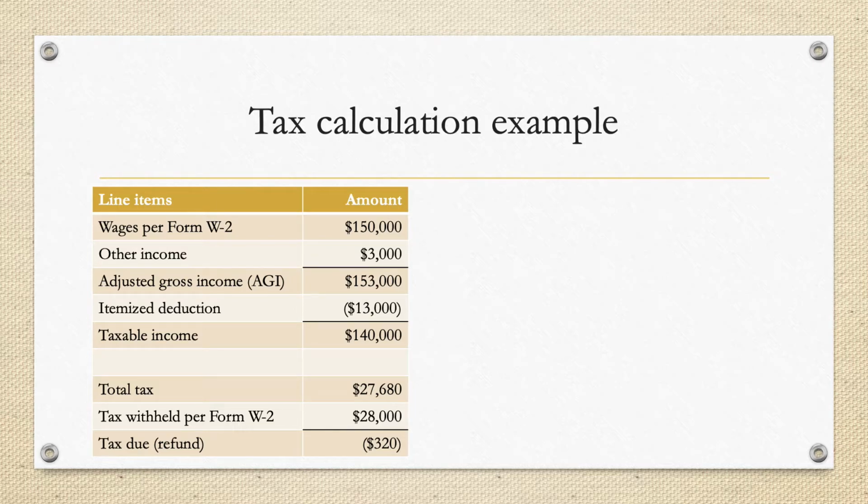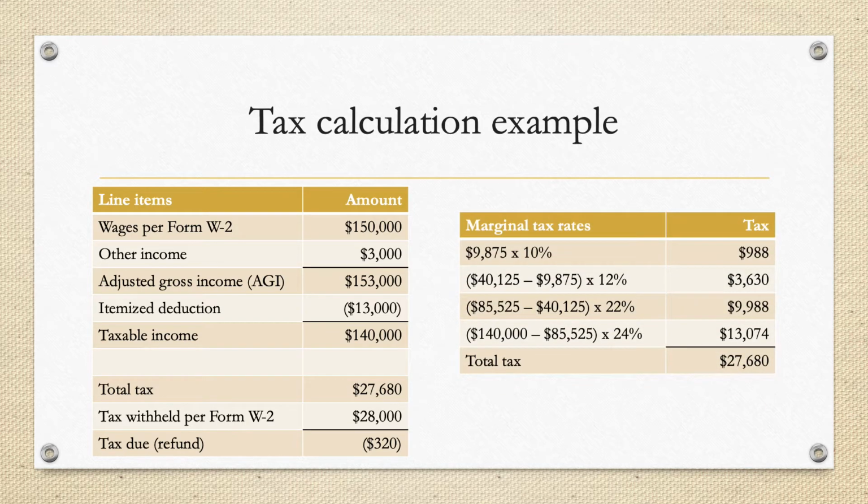And here we have taxes of $27,680. How do we get to that? Let's take a look at the breakdown. Here, if you recall, the first $9,875 is subject to a 10% tax rate. So we multiply that by 10%, which gave us $988.